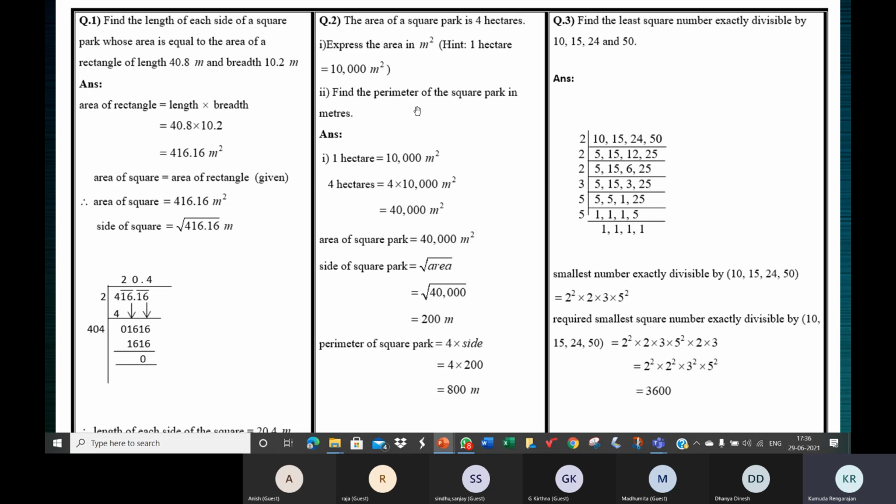Then you have to find the perimeter of the square park in meters. So to find the perimeter, you need to get the side. Without the side of the square park, you cannot find the perimeter. So first we find the side, you know the procedure, and using the side we find the perimeter. Is that fine? Yes, ma'am. All right.